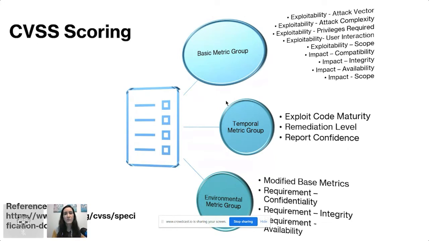I felt like it was really important to bring that up because when I started asking questions about low and medium vulnerabilities and was told, "Oh, don't worry about those," I thought, well, now I need to really understand why they're scored low. And then should I be concerned about them?